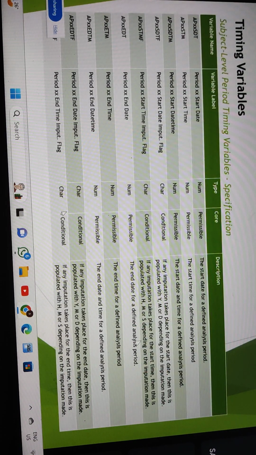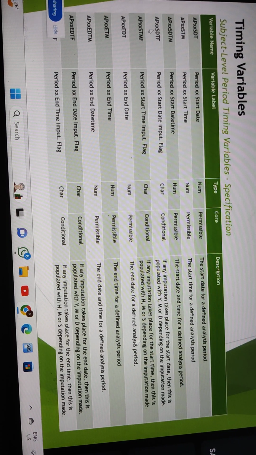So the next is subject level period timing variables. We have the period-wise also. A period is a particular start and end date, so we will have the periods. For example, AP01SDT, the period of the first treatment start date, and the period of the first treatment time. So, for example, when it was started: what is the date, what is the time, and what is the date and time.